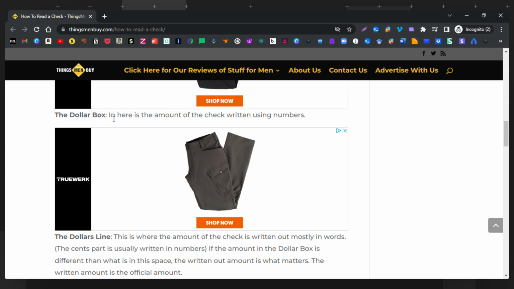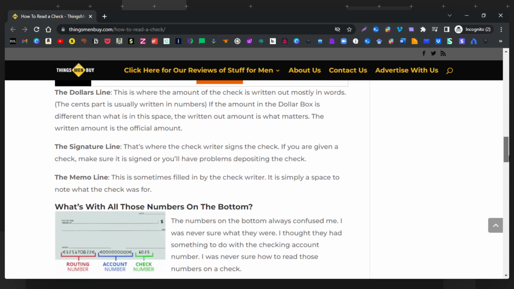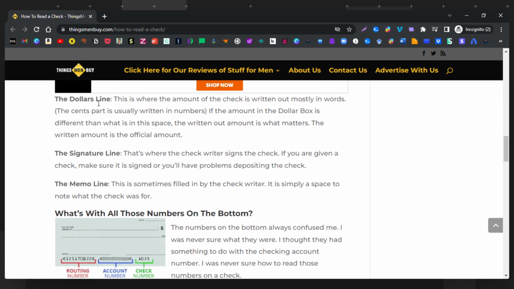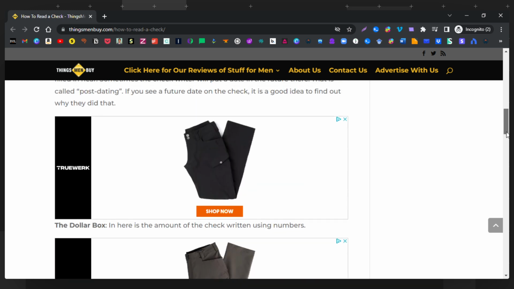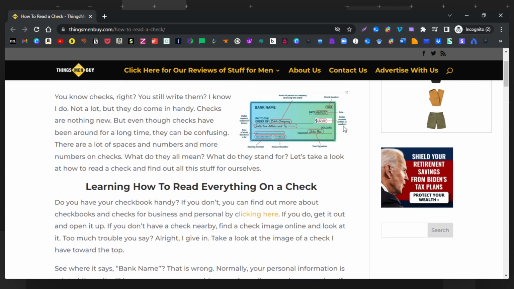Okay. Dollar box. This is the amount you write in the check. The amount of money you're going to write in that box of the check. We're going to talk about that a little bit more. The dollar line. This is where the amount of the check is written out, mostly in words. The signature line is where the check is signed. The memo line, it's okay to be left blank. If you do, it's not something that's going to cause you problems. But ideally, you want to put a memo in for records. Also, it's just good bookkeeping and accounting. So let's take a look at some of this.